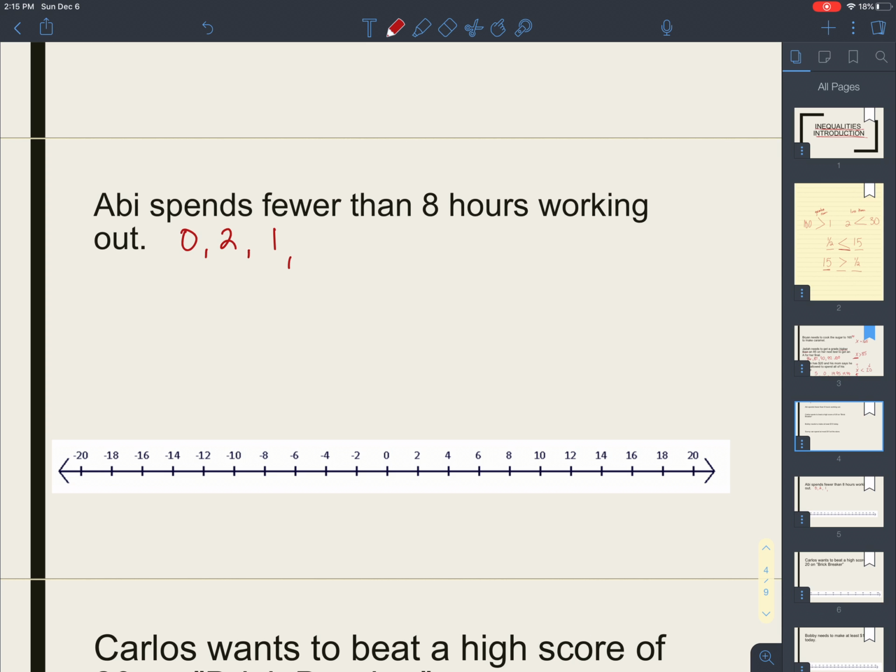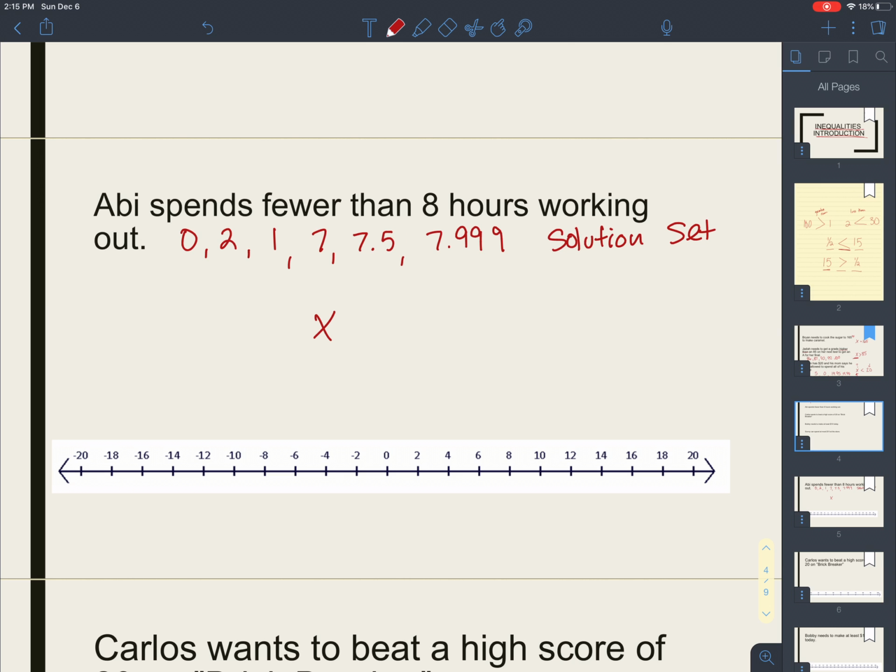She could spend 7 hours working out. She could spend 7.5 hours working out, or even 7.999 hours working out. But all of these numbers, what do they have in common? All of our numbers, so this is our solution set. These are possible solutions. We're not including all of the solutions because it would take too long.